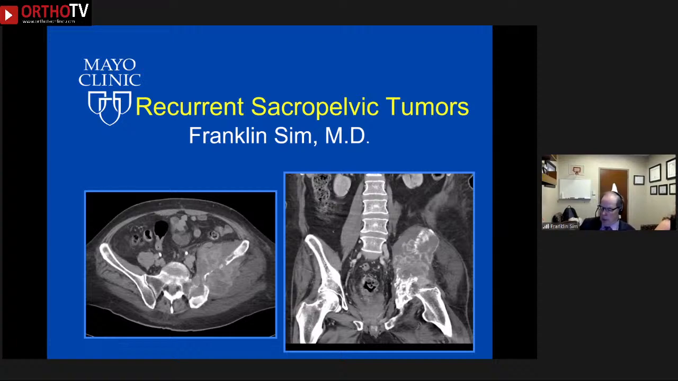So anyway, it's obvious that tumors in the sacropelvic area are very challenging, but the challenge is really magnified when the patient presents with a recurrent lesion in this area. And there's very little written about management or outcome of patients with recurrent tumors in the sacropelvic region.